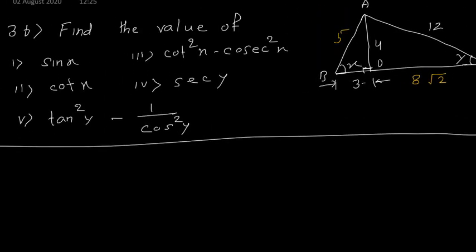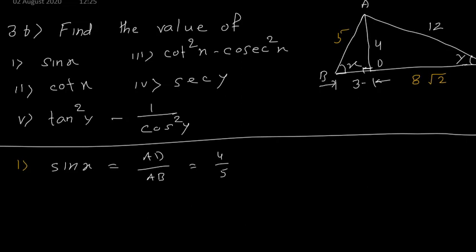So, first I have to find the value of sin x. Now, you tell me what is sin x. See the diagram. What is sin x? Is it AD upon AB? The value of AD upon AB is 4 upon 5. So, this is your sin x.